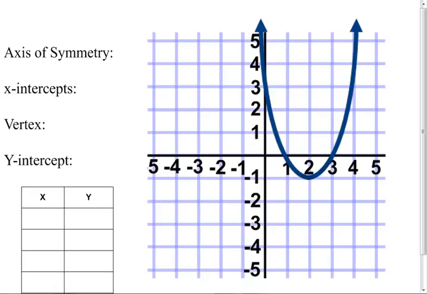So we're going to draw our axis of symmetry. The axis of symmetry is really what divides us into two pieces of a parabola, that if I fold my paper on the axis of symmetry, they line up.